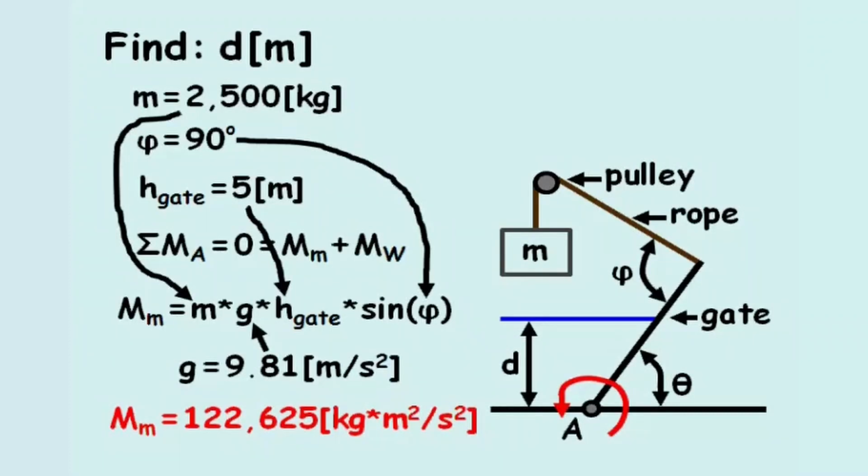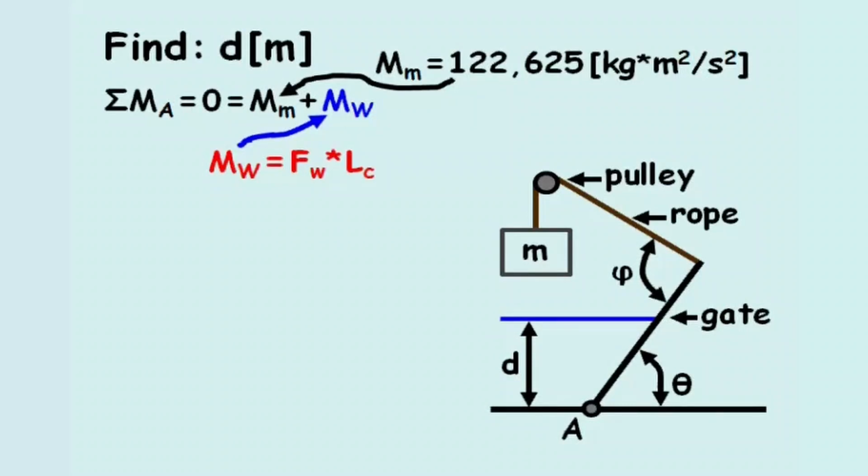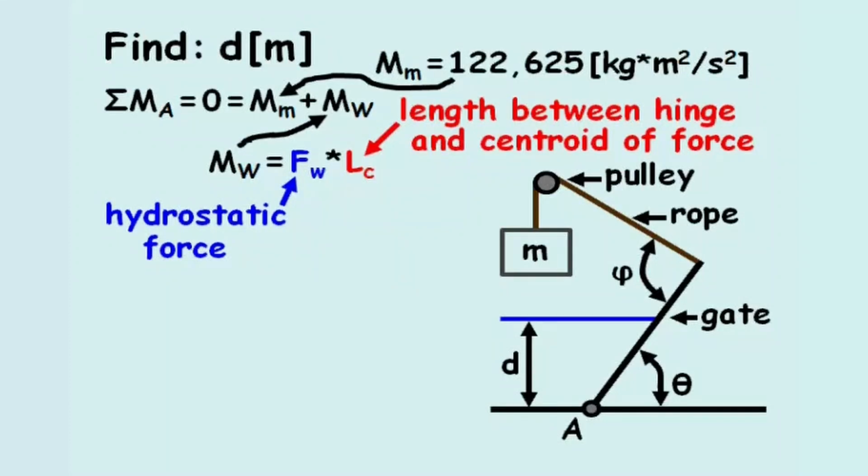Next, we have to solve for the moment caused by the hydrostatic force of the water, Mw. From observation, this moment will be negative and involve the variable d, the depth of water, which is what we're trying to solve for. The moment from the water equals Fw times Lc, where Fw represents the hydrostatic force caused by the water, and Lc represents the length along the gate from point A, the hinge, to the point on the gate corresponding to the centroid of the hydrostatic force.